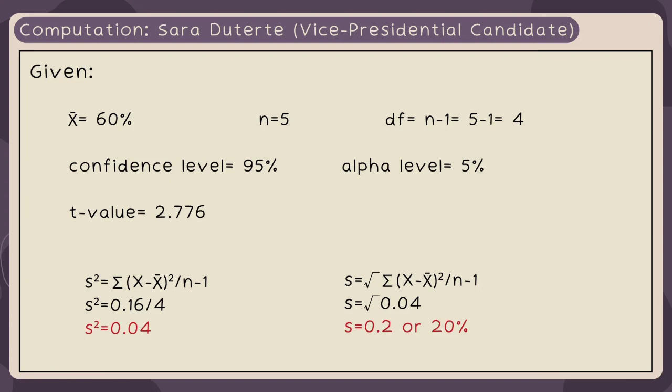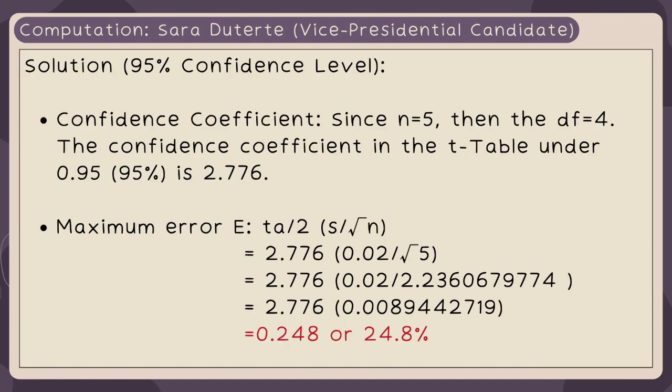Solve the sample standard deviation. We need to divide 0.16 by DF, which is 4. Compute, and you will get 0.04. Square root of 0.04 and you will get the sample standard deviation is 0.2 or 20%.